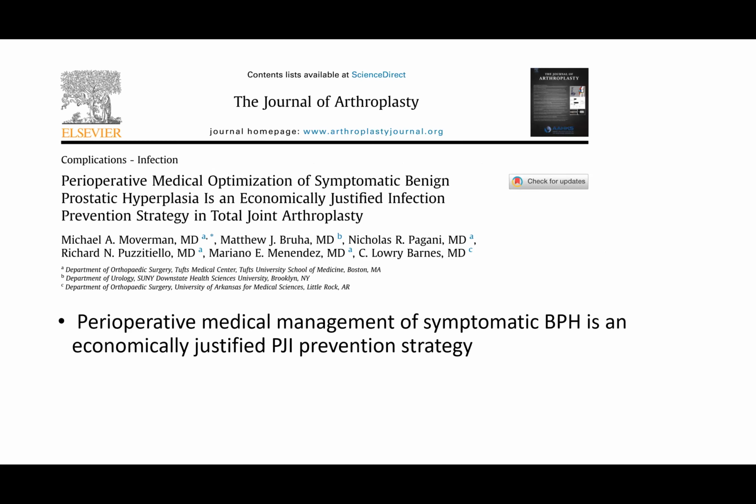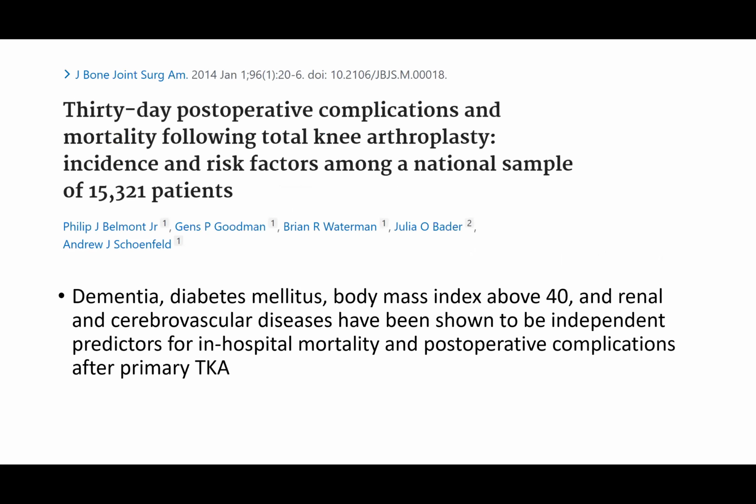So this is a study. It states that the perioperative medical management of symptomatic benign prostatic hyperplasia is an economically justified prosthetic joint infection prevention strategy. This study has shown that dementia, diabetes mellitus, body mass index above 40, and renal cerebrovascular disease have been shown to be independent predictors for in-hospital mortality and post-operative complications after primary TKA. Hence, all these histories are important.